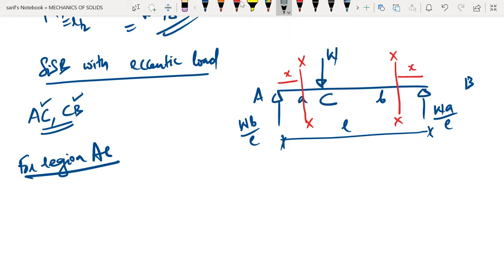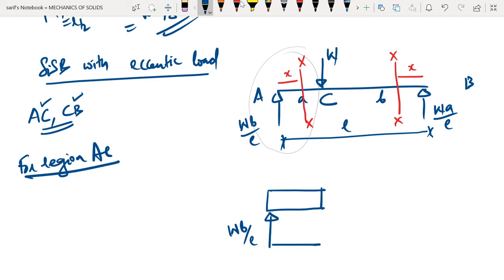So in this particular case, if you look at the free body diagram, which free body diagram will be considered? To the left or to the right? We will be considering the free body diagram to the left because it is having only one force there. So let us draw the free body diagram of the beam to the left of the section. So this is WB by L, and this distance is X. This is your section XX. There is no other loading.